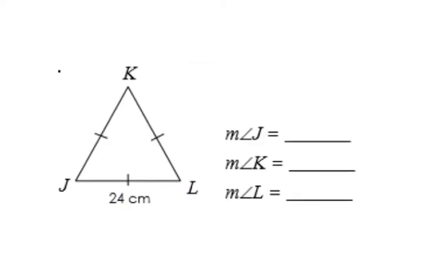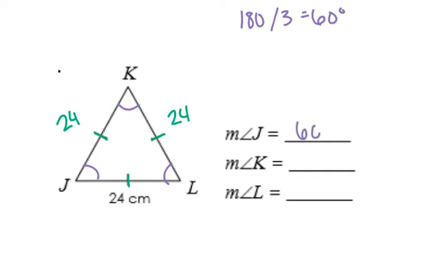Alright, so notice you have these tick marks, which mean congruent. So this side has to be 24, this side has to be 24. If the sides are equal, then we know all 3 angles have to be equal. And anytime you're talking about an equilateral triangle, all the angles are going to be 60. So 60, 60, 60. And if you add all 3 of them, they equal 180. That's how you know you did it correctly.